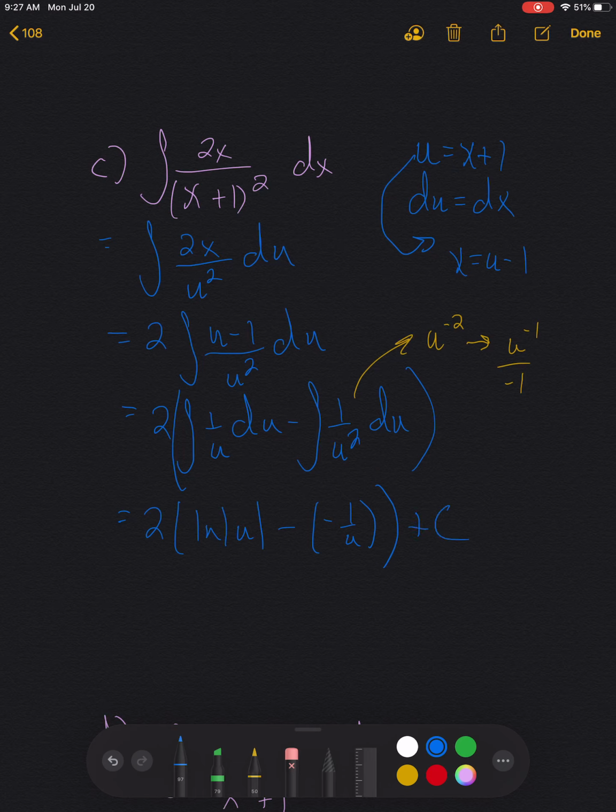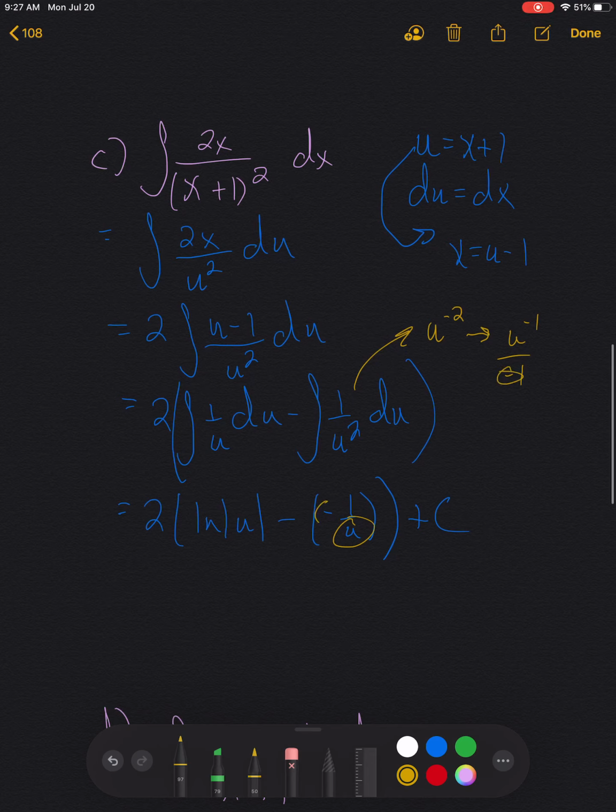Okay, so I did do a little bit of rewriting from here. This u to the negative first, that's why the u's in the denominator, and then the negative from the negative 1 in the denominator, I just pulled out in front.